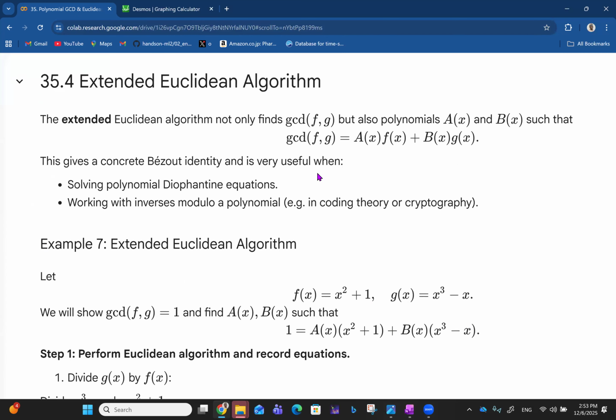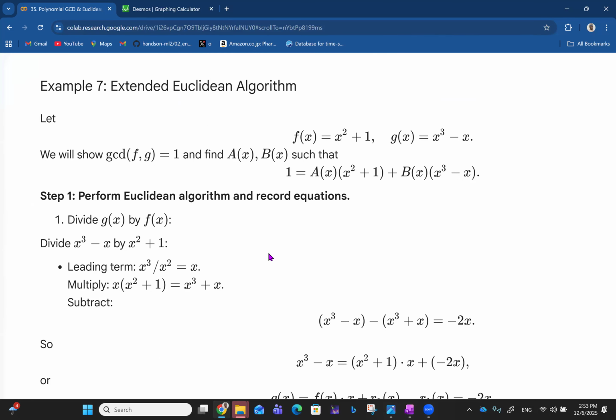So this gives a concrete Bézout identity and is very useful when solving polynomial Diophantine equations and working with inverses modulo a polynomial in coding theory or cryptography. So let's look at the extended Euclidean algorithm.